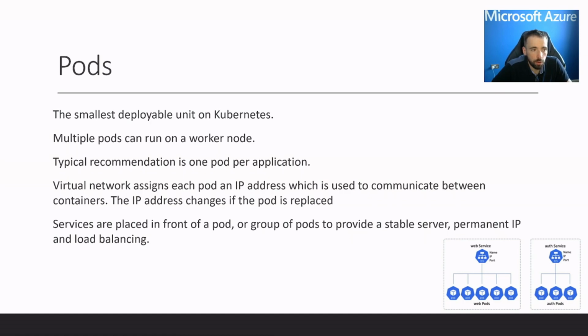So the virtual network assigns each pod an IP address, which is used to communicate between containers inside the Kubernetes cluster. So Kubernetes has its own internal virtual network, and all of the containers, i.e. pods, are connected to the virtual network, and each pod has its own IP address.